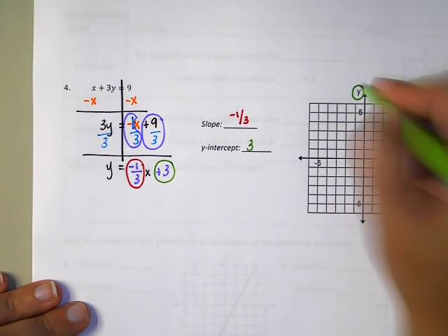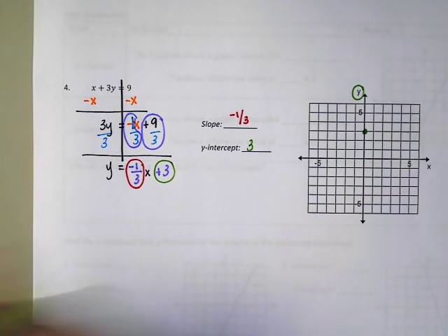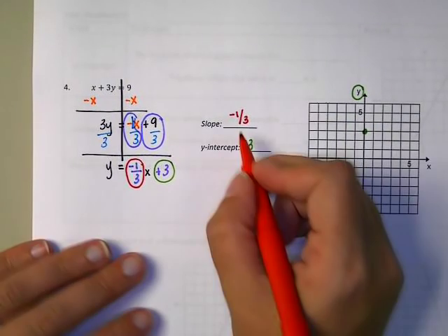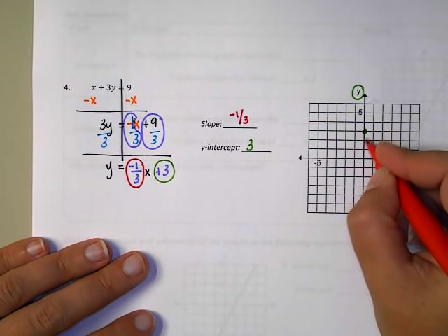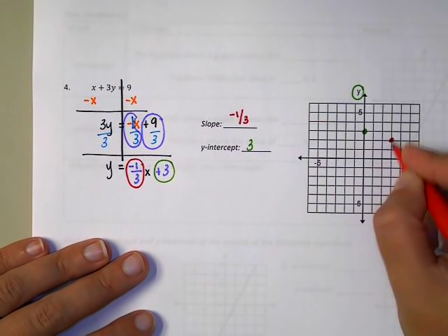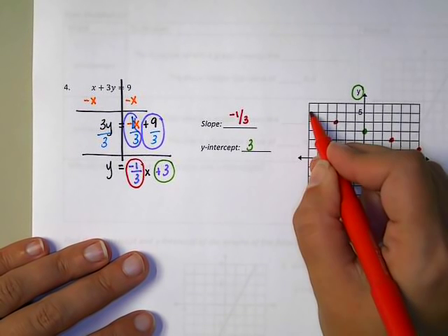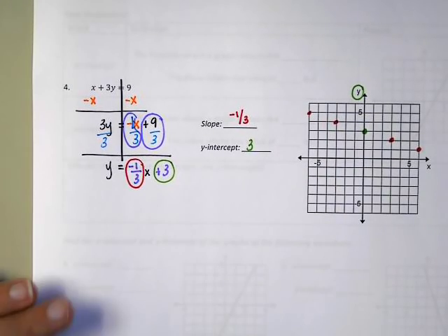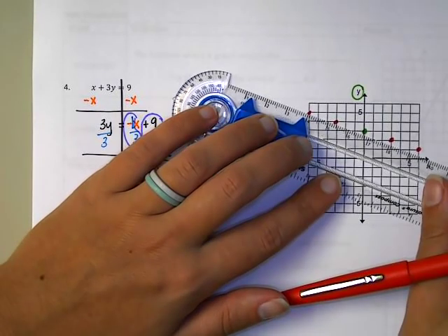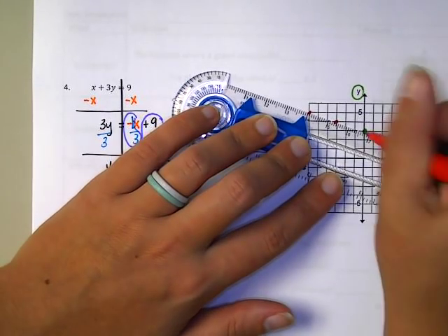So I'm going to start on the y-axis on the +3, and from there, my slope says go down 1, right 3. Down 1, right 3, or up 1, left 3, up 1, left 3. Then I'm going to use a straight edge to make a nice straight line through those points.